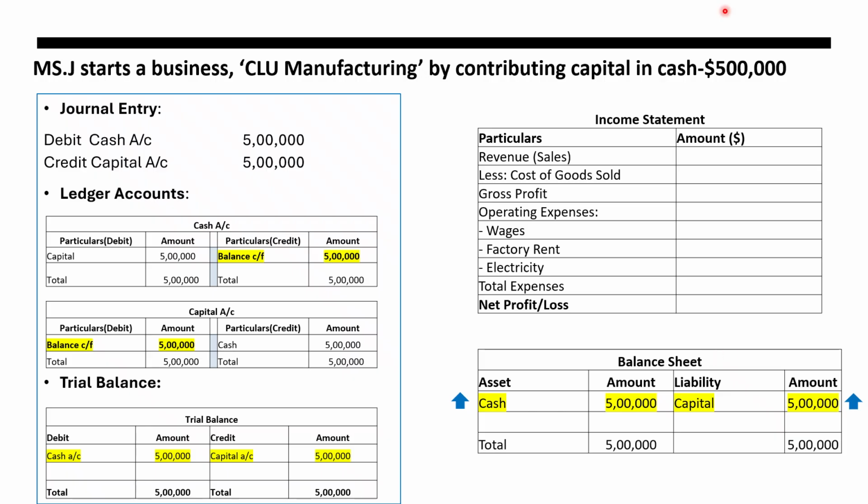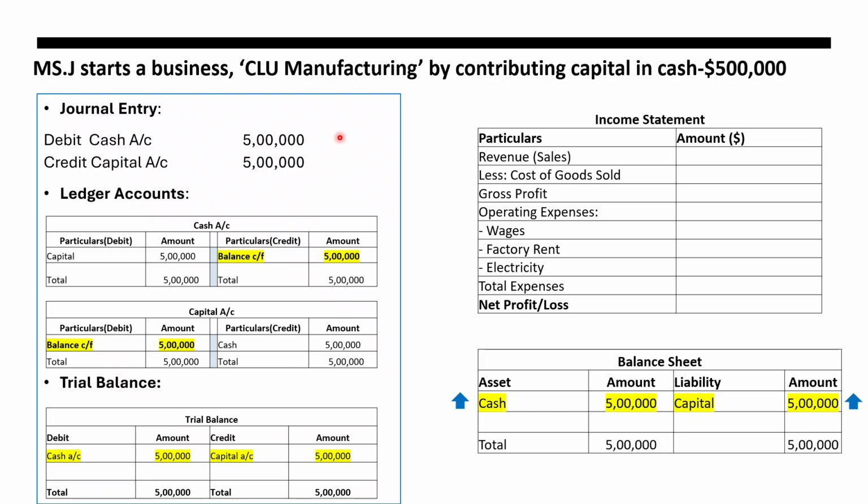Now, the income statement records the revenues, expenses, profits and losses that an entity will incur during a given period. Here in this case, the first transaction does not have any impact on the income statement because these two are not in the nature of a revenue or expense or a gain or a loss. So there's no entry in the income statement.